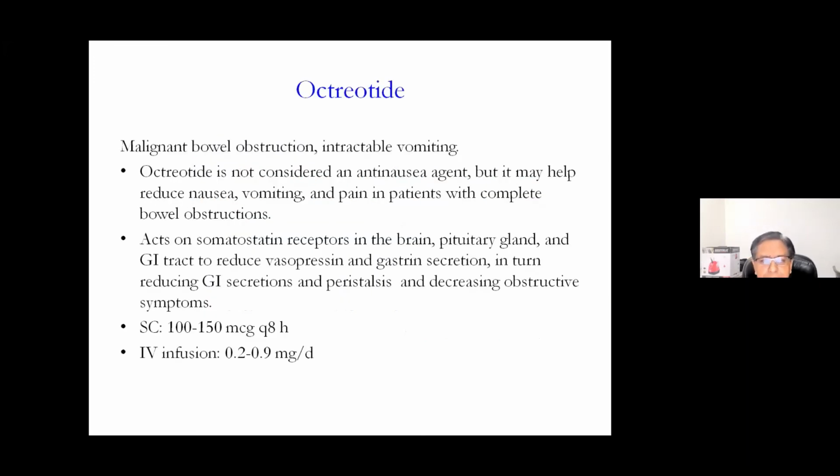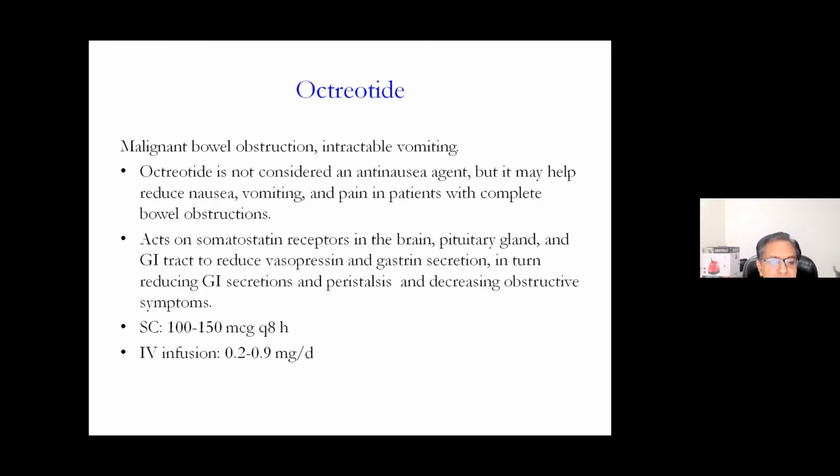Octreotide is one of the drugs that are being used in these patients when they have intractable vomiting. It is not considered an anti-nausea agent, but it reduces the occurrence of nausea and vomiting by its action on somatostatin receptors, and that leads to a decrease in the GI secretions and the peristaltic movement, and thus decreases the obstructive symptoms, leading to relief of nausea and vomiting.